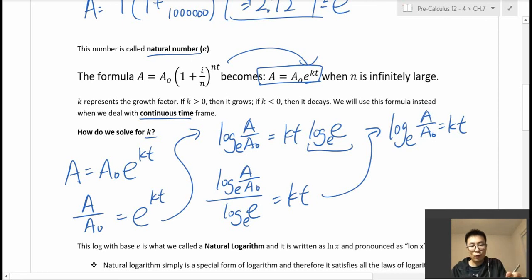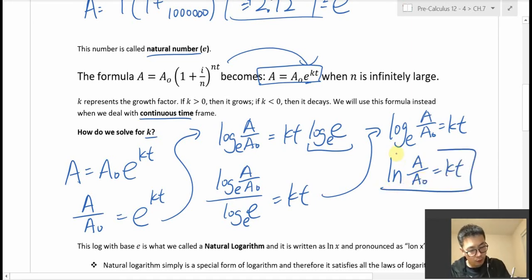So this is how you can figure out the value for k, the growth factor. Now here's the thing: for base 10, we always just write log. We don't write base 10. Same thing here, because e is used quite often in biology and real life, where time is continuous, we're going to use base e quite a bit. So mathematicians come up with an operation to represent log with base e. We call this the natural log, ln.